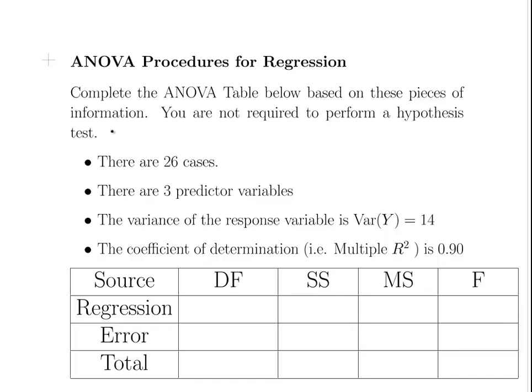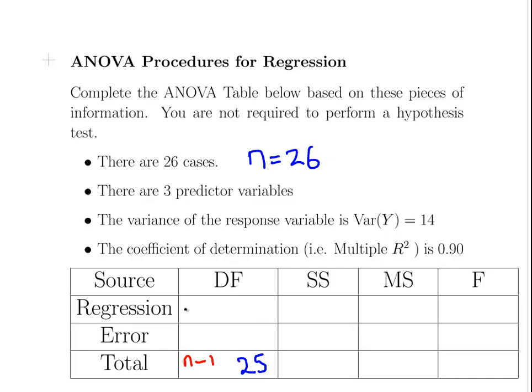First off, what we are told here is that there are 26 cases. So n is equal to 26. Now, the degrees of freedom for the total would be n minus 1. So n minus 1 is 25. Starting off pretty well there.